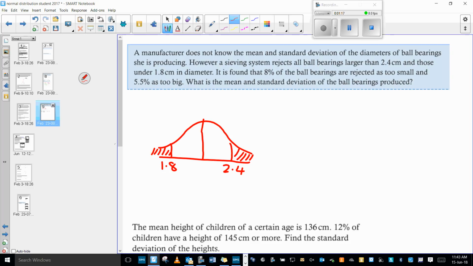So 5.5% are too big, so then this decimal here is what? 0.055. Okay, Joshua fell into the trap. And 0.08, thank you, Olivia. How are we getting any of these numbers? From the question. It says 8% of the ball bearings are rejected as too small, so the probability that they're less than 1.8 is 0.08. And then 5.5% are too big.